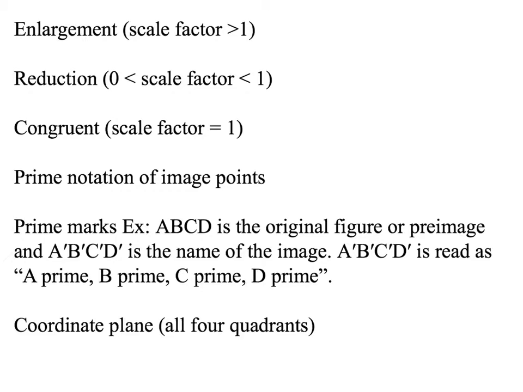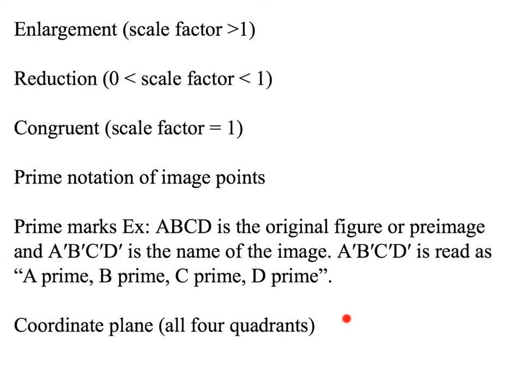Now there are some prime notations that we need to be concerned about for the image points. These notations are called prime marks. Here's an example. My original will always carry the actual vertices, A, B, C, or D, with no prime notation at all. So when we see A, B, C, or D, we're talking about the original figure, which we also call the preimage. And if we see A prime, B prime, C prime, D prime, then we say that this is the image, or the new figure. It is read A prime, B prime, C prime, and D prime.